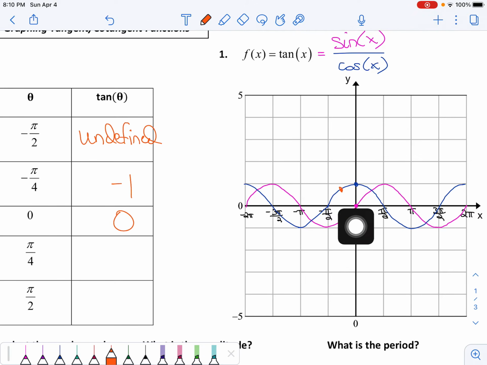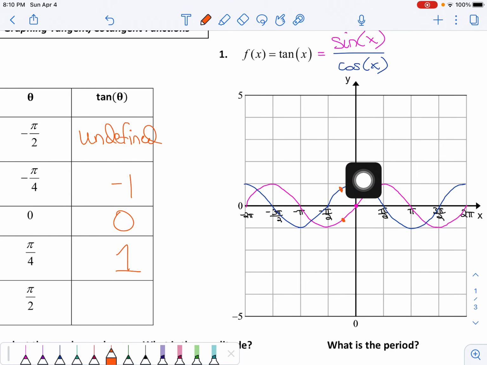At pi over 4, so again, I'm halfway between these. Now this one you actually really can tell. Those 2 points are the exact same thing. It's root 2 over 2 and root 2 over 2. So those values, if I were to divide them, would give me a tangent value of 1.